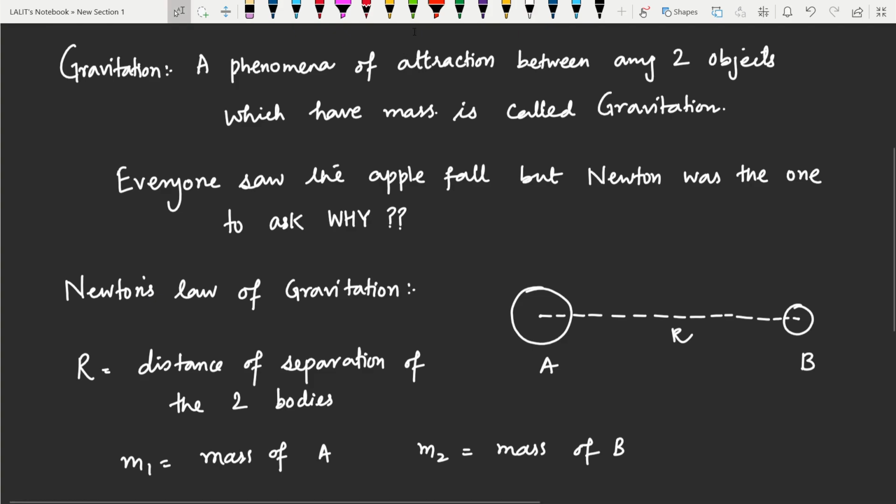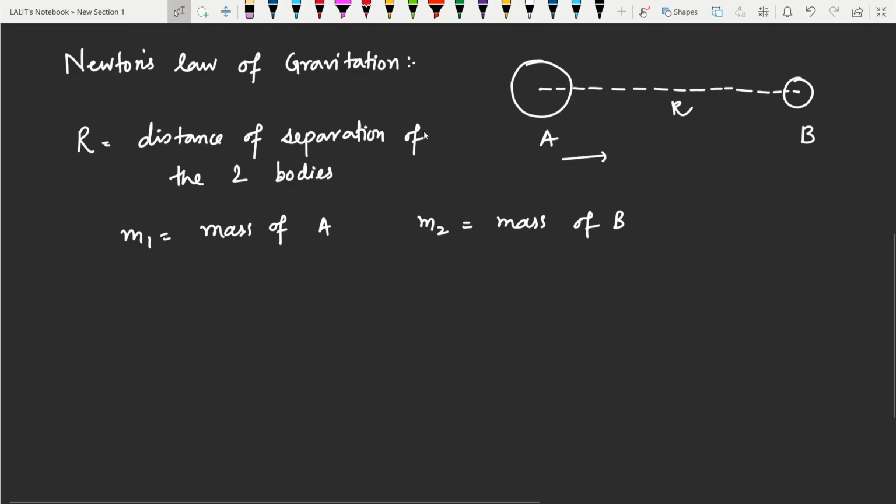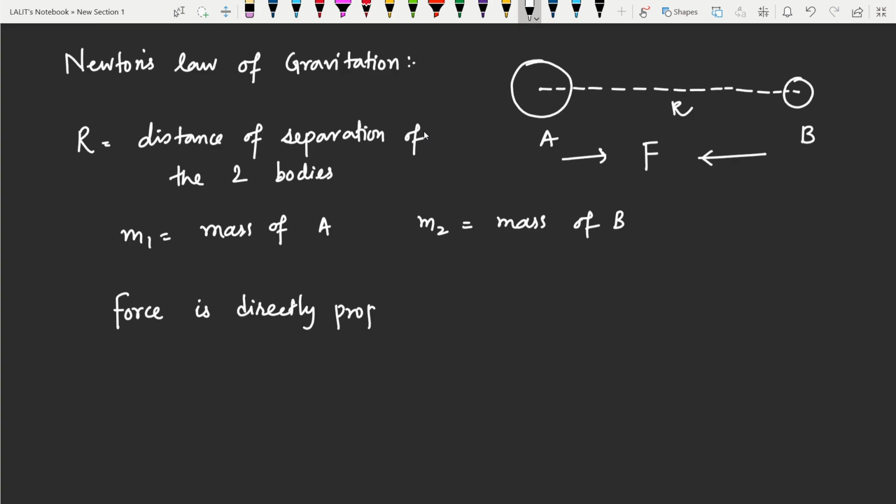Newton said that these two objects will always attract each other. A would attract B and B would attract A with a force. And this force is directly proportional to the product of masses, means F proportional to m1 into m2.